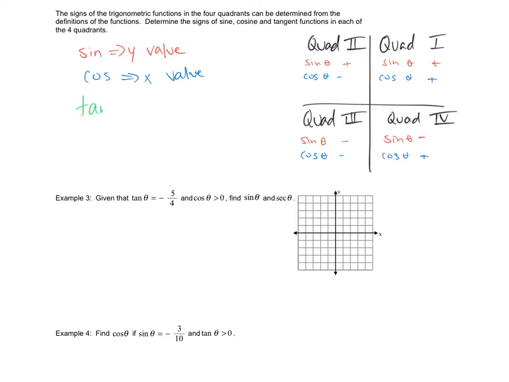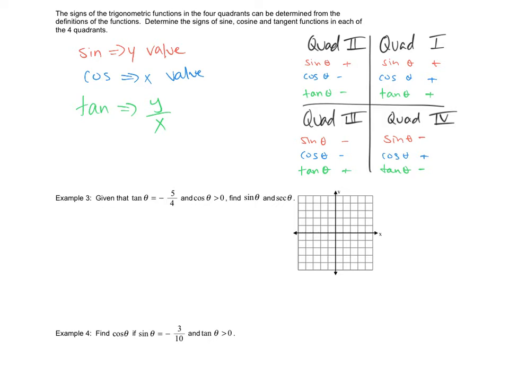The tangent is related to both my y and my x, and they're divided. And so if they are both positive, like in quadrant 1, then my tangent is positive. Or if they are both negative, like in quadrant 3, then my tangent is also positive there. But if I have one positive and one negative value, then my tangent of theta is negative, like in quadrants 2 and 4.